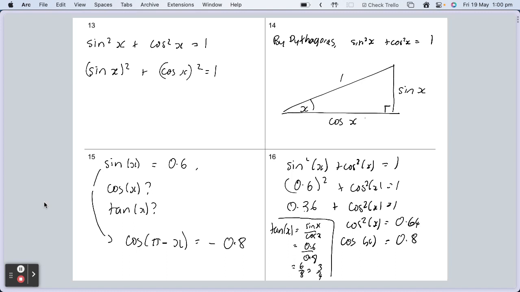So again, if you're given the sine of a value, you can use the Pythagorean identity, is what it's called, in order to work out cosine and tan. Once you've got cosine and tan, you can then solve problems like this. That will do us for today.